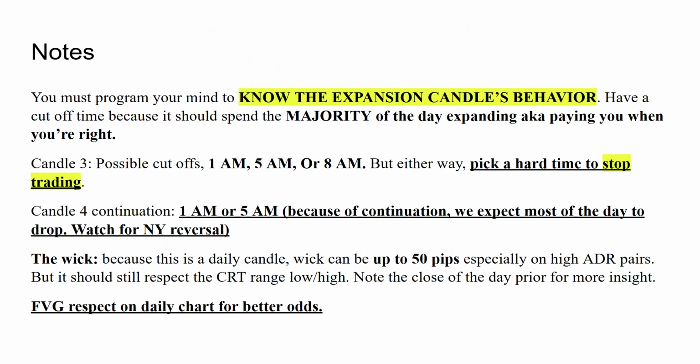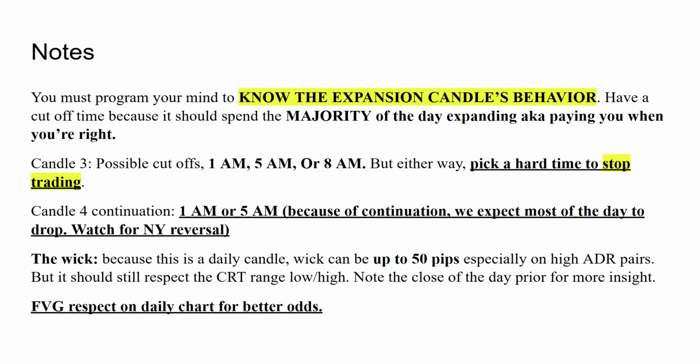Now, you have to program your mind to know how an expansion candle acts. They don't all act the exact same way every single day, but many of them have certain non-negotiable similarities. Because that candle has a wick, a body, and then a wick. Sometimes it has no wicks at all. But it should spend the majority of the day moving in your direction if you're right.